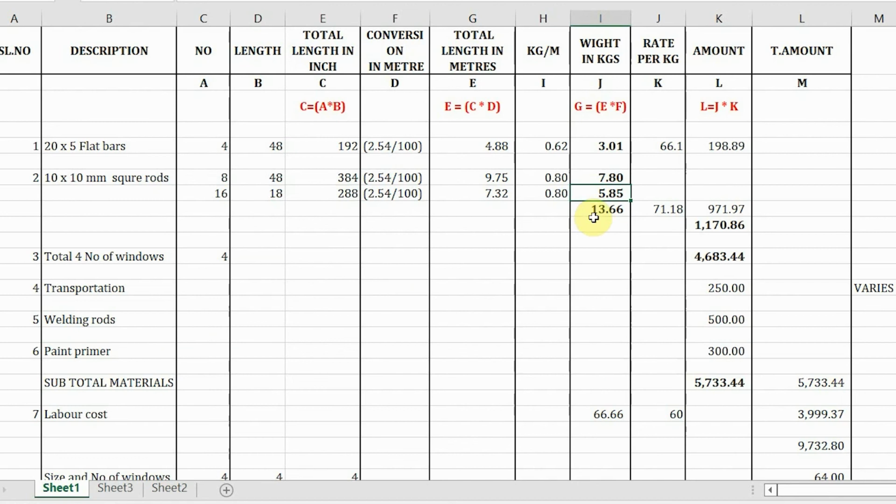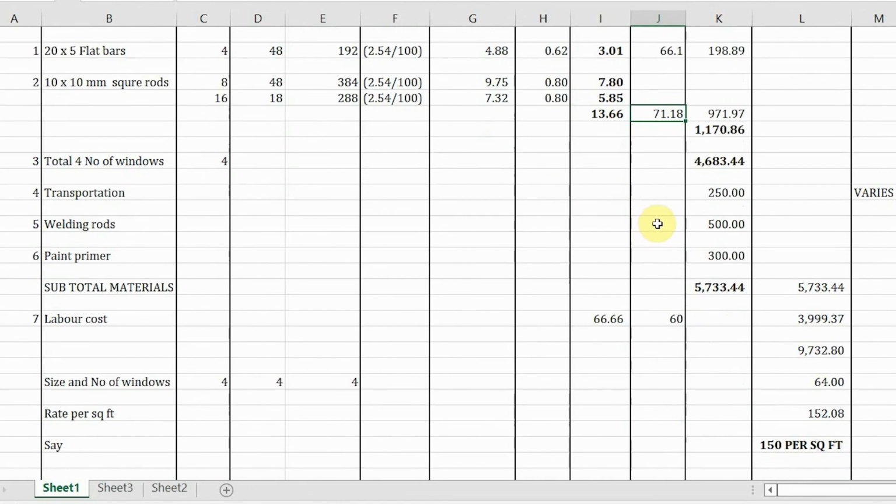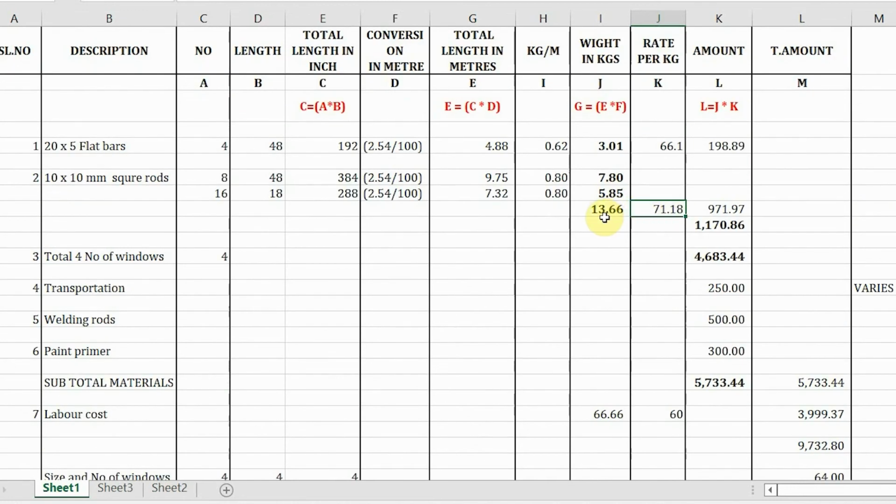And now, this is 10 mm and here also 10 mm, and this is separate 20 by 5 mm. This is a flat bar. So now I calculated the total for the 10 mm bright rod only. It is 13.66 kgs. For bright rod, 71.18 per kg, this is including the tax. So kilos multiplied by the rate, I got the total amount.